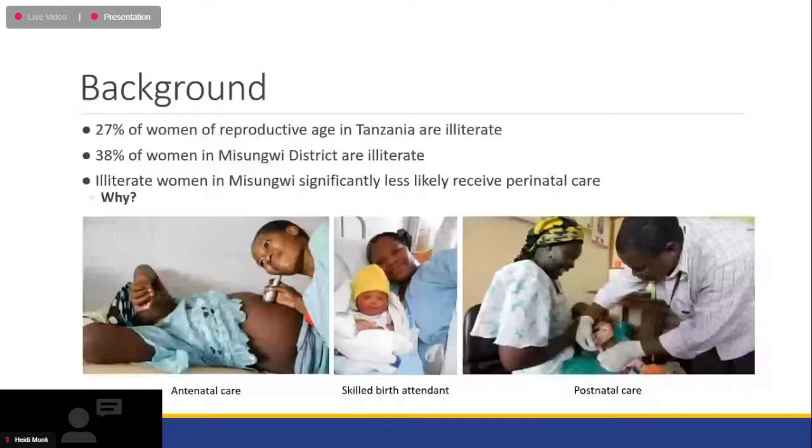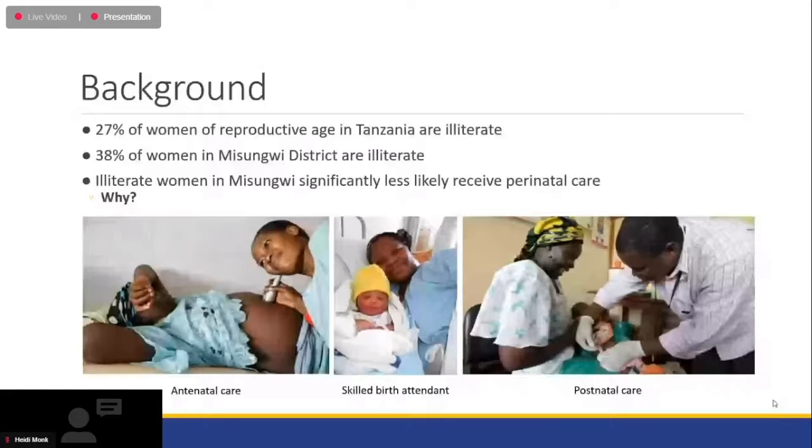But we also have more than 120 native languages, which are the first language in each tribe. In Misungwi specifically, the first language is Sukuma. So most people who have not attended school can speak and understand Sukuma, but not Swahili. Illiterate in our context means people who cannot read and write in Swahili. In Tanzania, the level of illiteracy is 27% of women in reproductive age, but in Misungwi specifically, it is 37%, which is higher compared to the national data.